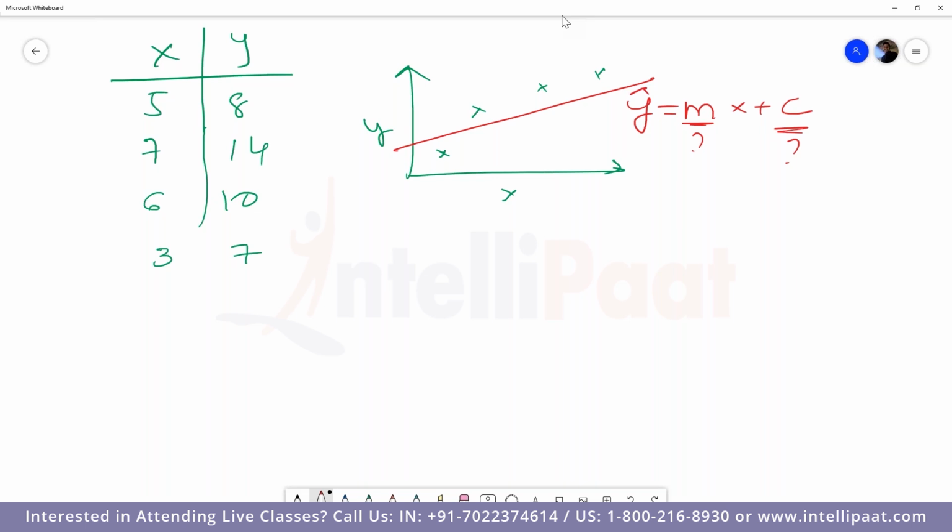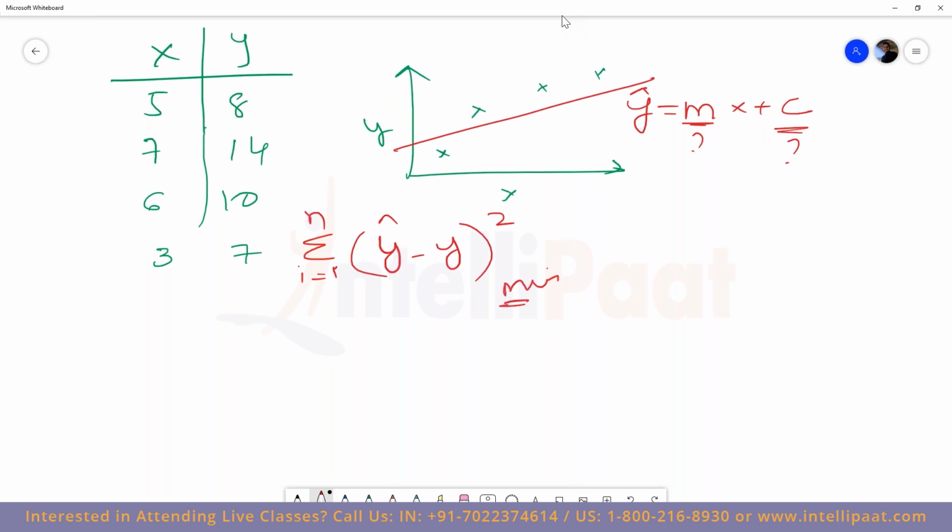But one thing that I know is that, come what may, I want to make sure that the predicted value and the actual value, for all the data points, this whole thing, this whole equation, is minimum. I want to minimize my mean squared error. So how do I do it?